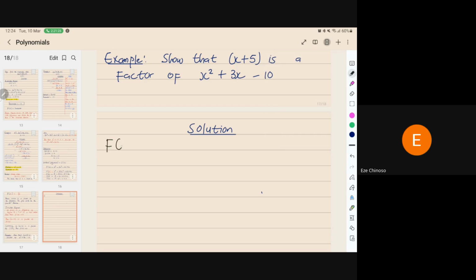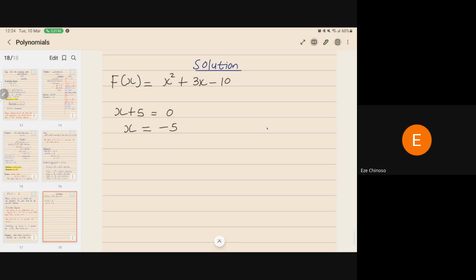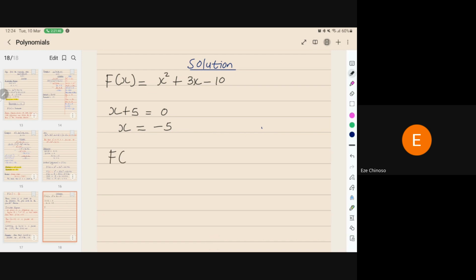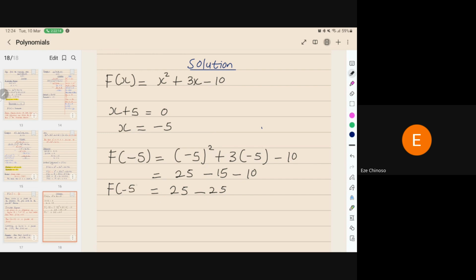So what we can do, we say that f of x is equal to x squared plus 3x minus 10. Now x plus 5 equals 0, so x equals negative 5. We plug that in to check that it is equal to 0. So f of negative 5 equals negative 5 squared plus 3 times negative 5 minus 10, which is 25 minus 15 minus 10, so 25 minus 25. So f of negative 5 is equal to 0.